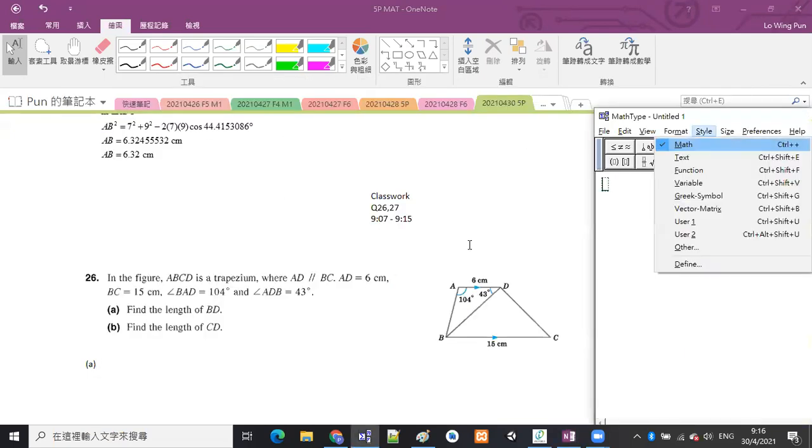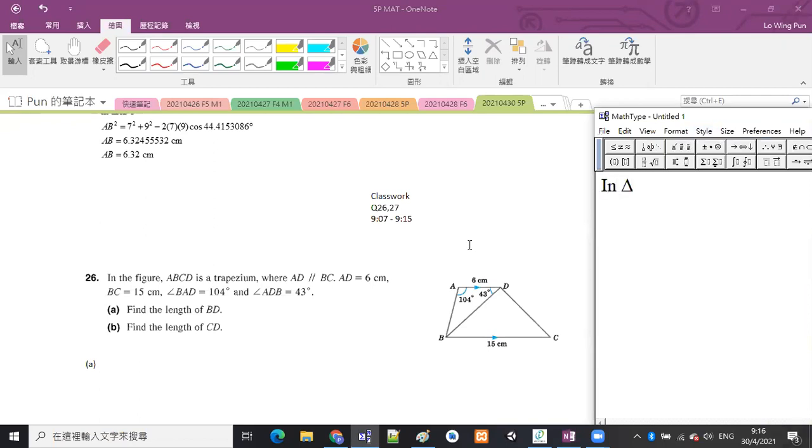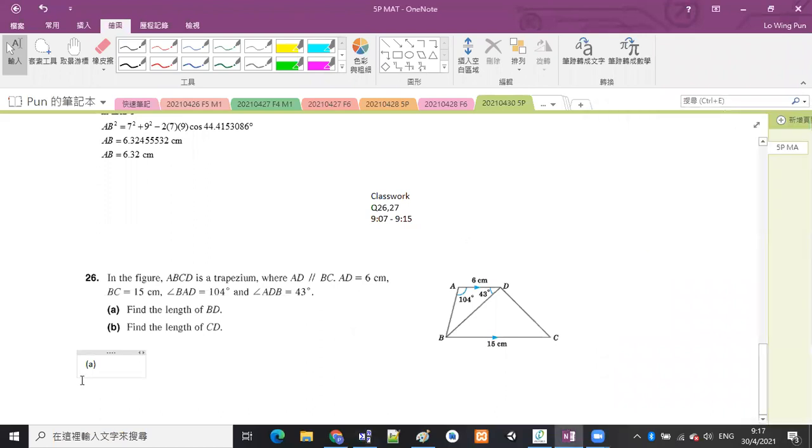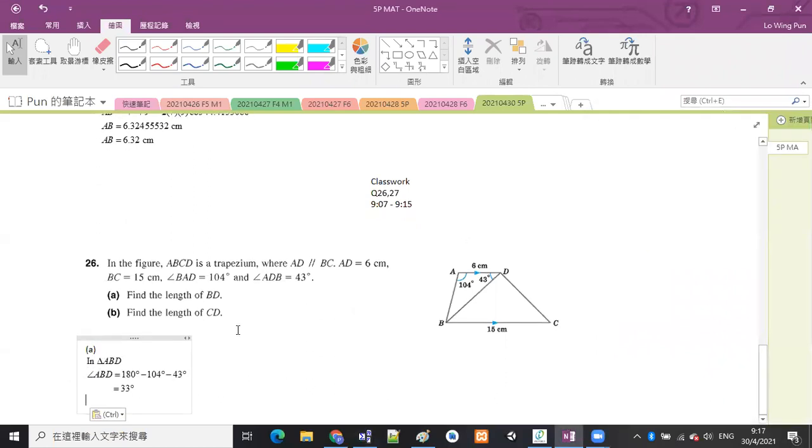So let us put our focus on triangle ABD first. Okay, angle ABD is equal to 180 degrees minus 104 degrees minus 43 degrees. Angle sum of triangle, right? Okay, and that should be equal to 33 degrees. Okay, can you get this? This唔係爛數，所以唔使 save 啊，唔使 save 喺計數機嗰度。So this one has been found to be 33 degrees.